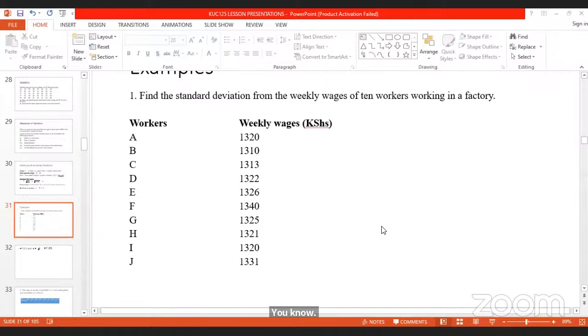Please, I'm waiting for answers on the chat box. Somebody is asking for the formula for ungrouped. It is the sum of the squared deviations divided by the number of observations.